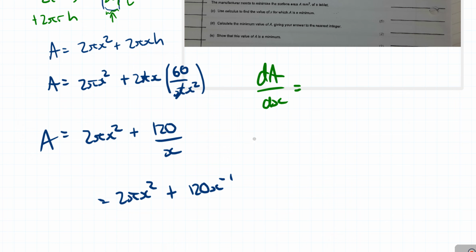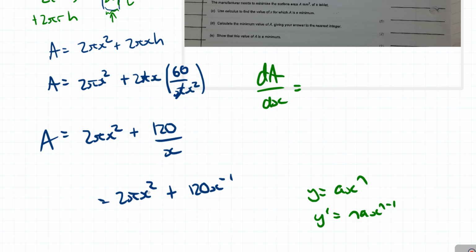When we differentiate, if you have y equals ax to the power n, y prime is equal to nax to the power n minus 1. So it's times by the old power, and reduce the power by 1. So here it's 2 pi x squared.